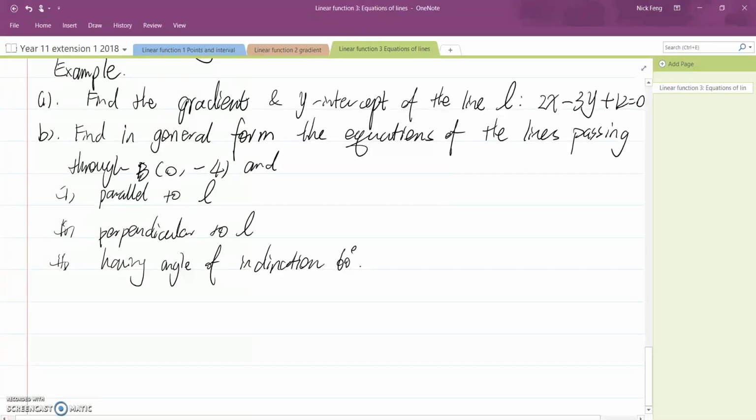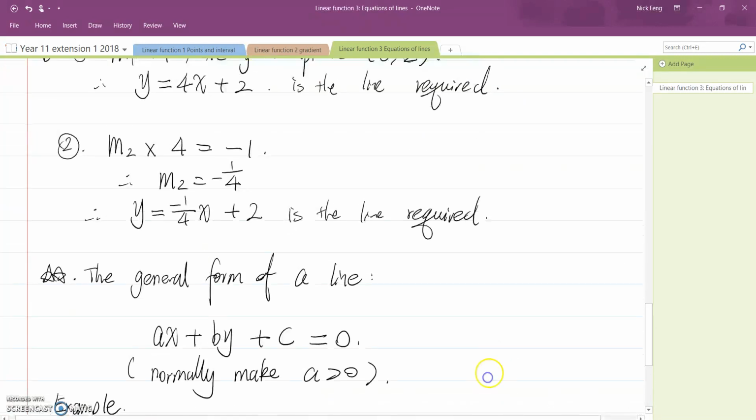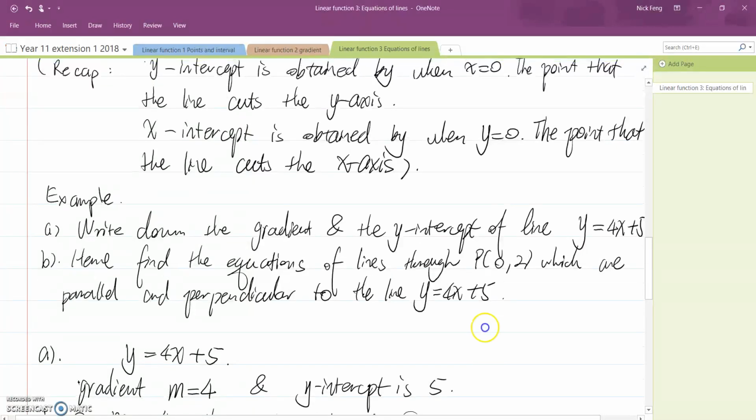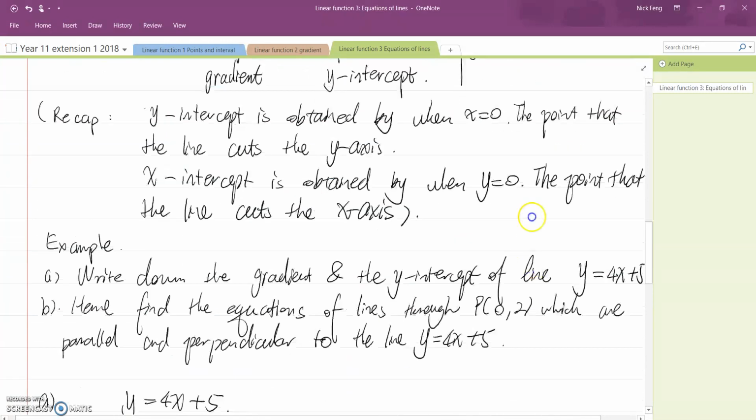Okay, so first of all, part A, we want to find out the gradient and y-intercept of the equation 2x minus 3y plus 12 equals 0. So the very first thing we need to do is to make it the gradient-intercept form in order to find out the gradient and the y-intercept. In other words, you need to get back to y equals mx plus b.